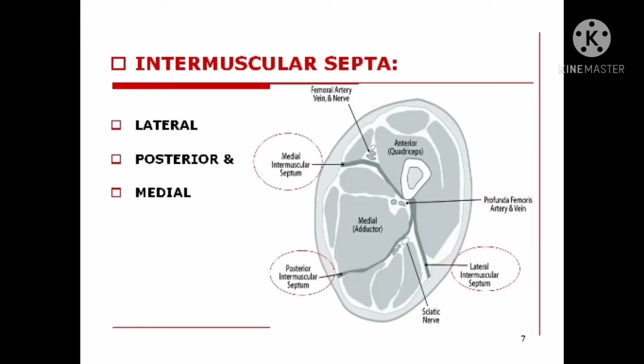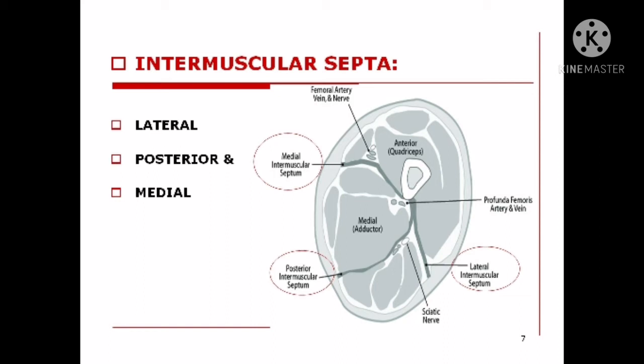The intermuscular septa of the thigh region. These are three in number: the lateral, the posterior, and the medial. These septa converge from the fascia lata upon the linea aspera, a ridge upon the posterior aspect of the femur bone, and divide the thigh into three compartments: the anterior, the medial, and the posterior compartment.